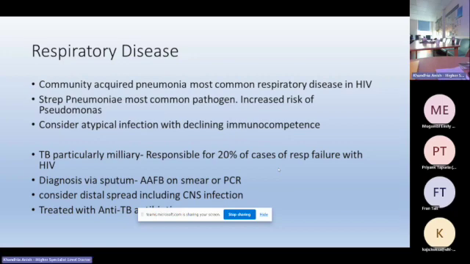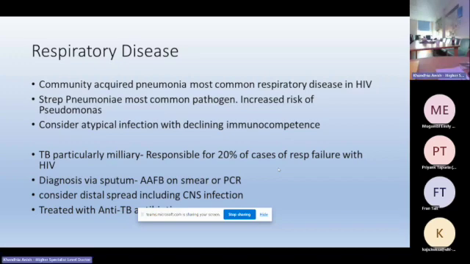Now, one of the things that we've seen a couple of cases of is TB, particularly miliary TB, which is very advanced TB within the lungs, which forms small little balls of TB called milia, and they can spread throughout the body. That's responsible for about 20% of cases of respiratory failure with HIV.